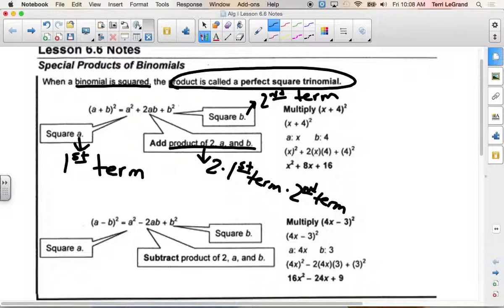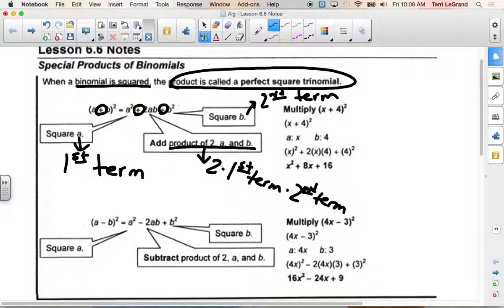And then notice here's another really important thing. Every single time, if we have addition in our binomial, we will have two additions in our trinomial answer, in our perfect square trinomial. Just like happened here. We had addition, we ended up with addition both places.